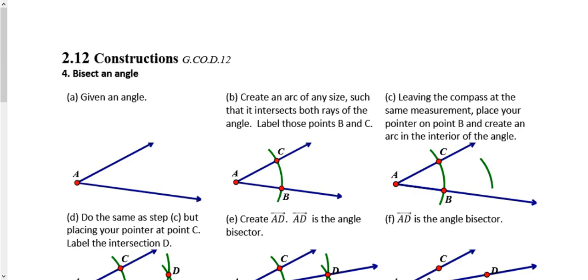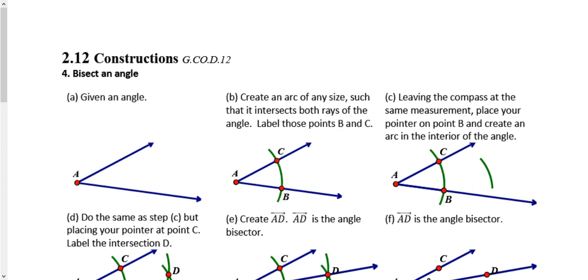What are we going to do now? We're going to bisect an angle. Okay, which means to divide the angle into what? Two congruent angles. And the bisector will do that.